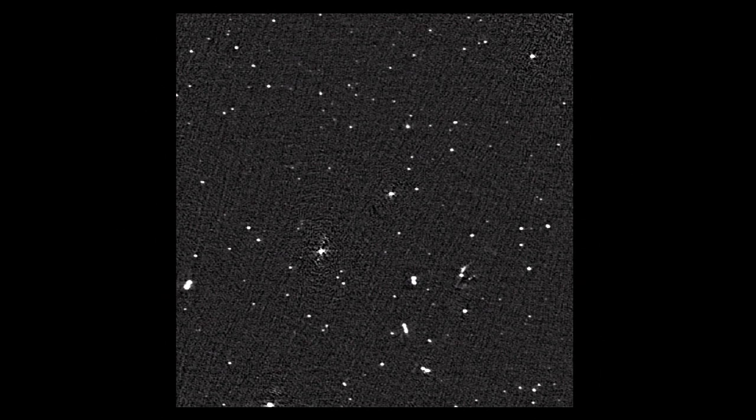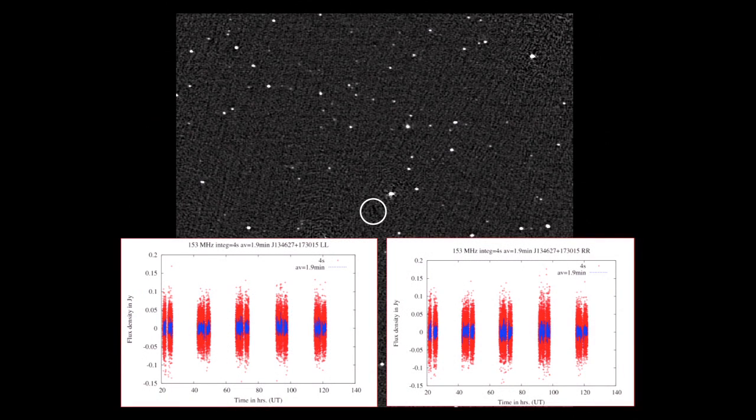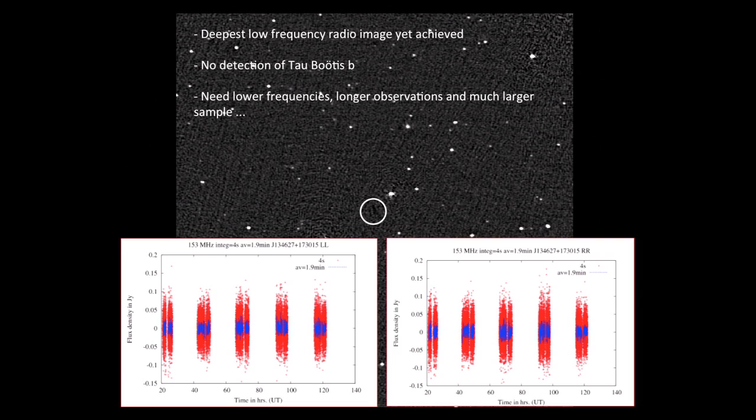This is an example of one observation. Here is the image associated with that observation. Here's where the planet is, no detection. Here's the time series, and we've got no pulse. So this is one of the hardest constraints ever produced for a planet, but it's still nowhere where we need to be. We're not at low enough frequencies.